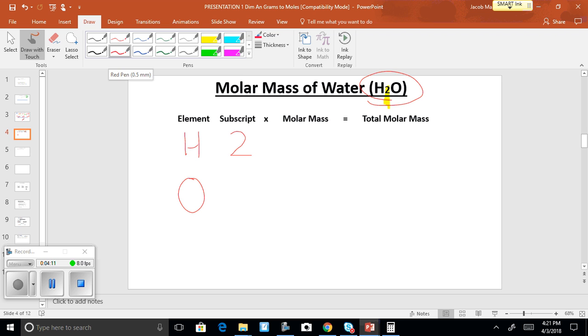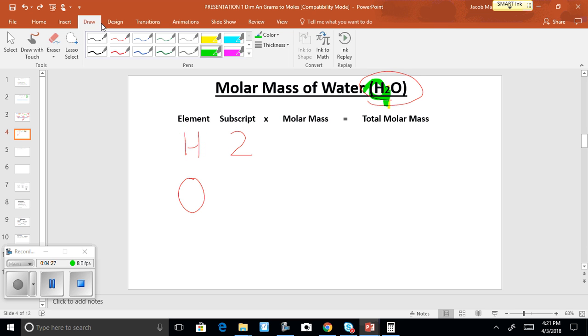So I'm going to put a 2 right here. That's my subscript for hydrogen, and I'll highlight hydrogen right here. The subscript is right here. It's a 2. So here's my hydrogen, and I put a subscript of 2.